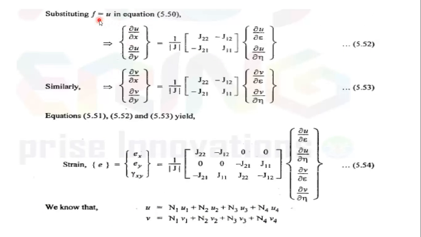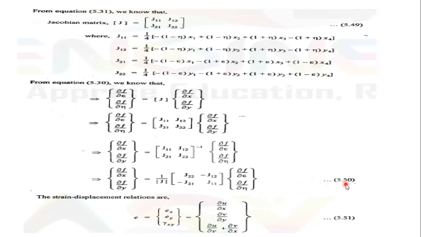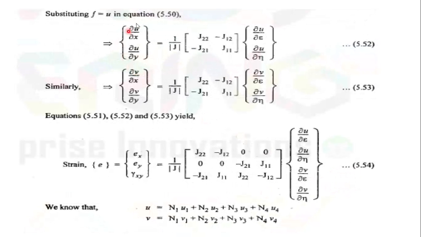So first, what I'm trying to do is take equation 5.50, and wherever the function is present, I just substitute f equal to u, that is, one of my displacement components. I represent the 5.50 equation wherever f is present, replacing it with u. Similarly, in the same equation, wherever f is present, I represent it in terms of v. So those are the two displacement components, since it's a two-dimensional element.